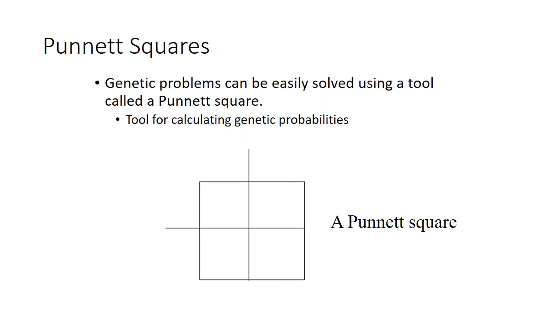Now here we have a Punnett square, and genetics problems can be solved easily using this tool. This was made in the 1900s by a man named Punnett, and this is a great tool for calculating genetic probabilities. I'm going to show you real quick. Now I'm going to use the letter T, and this is going to be for tall. And tall is dominant over short.